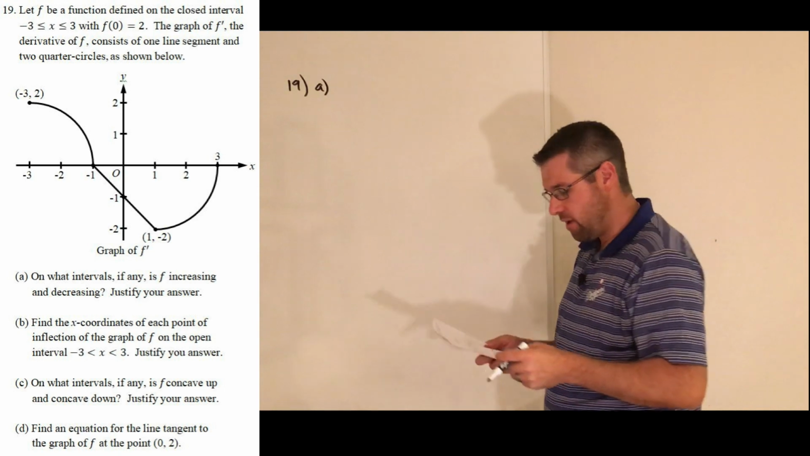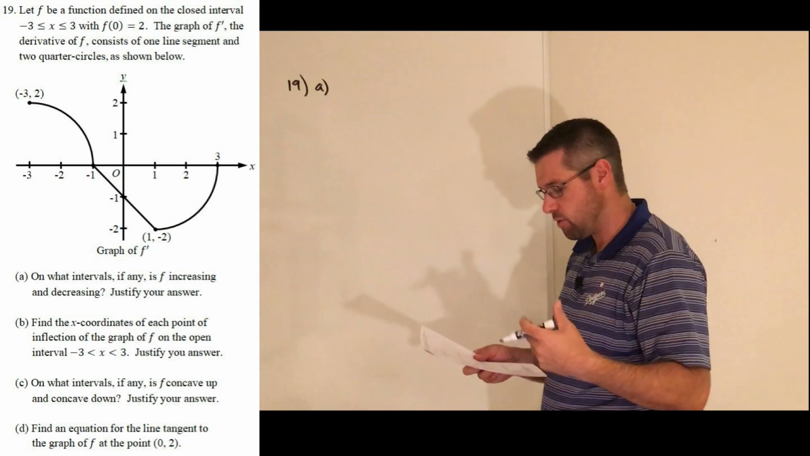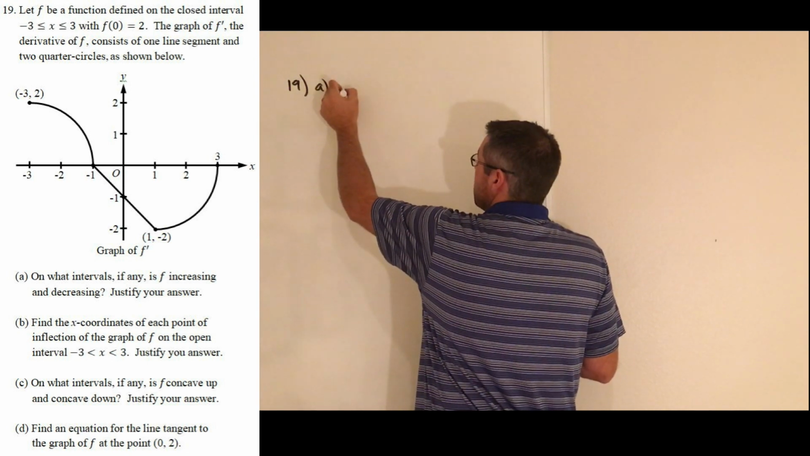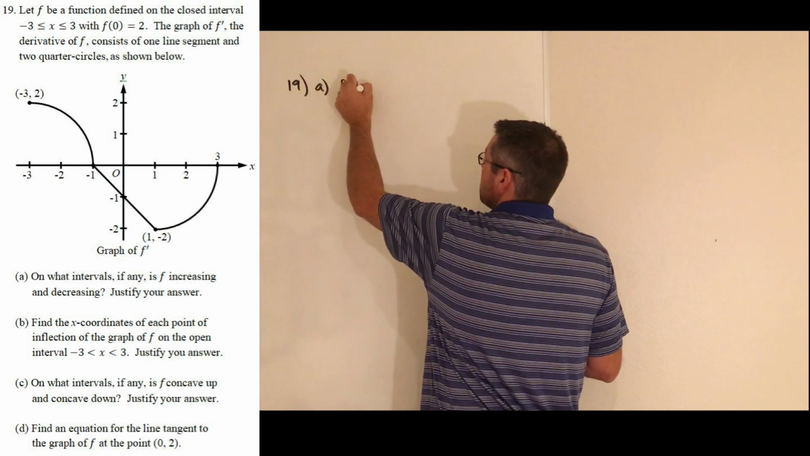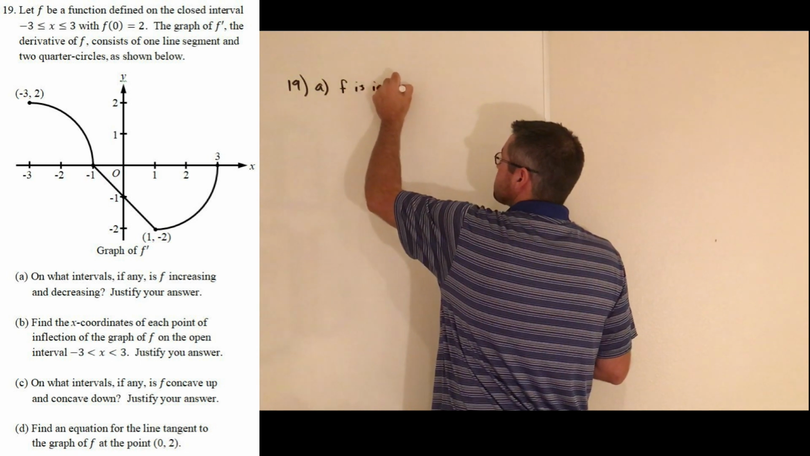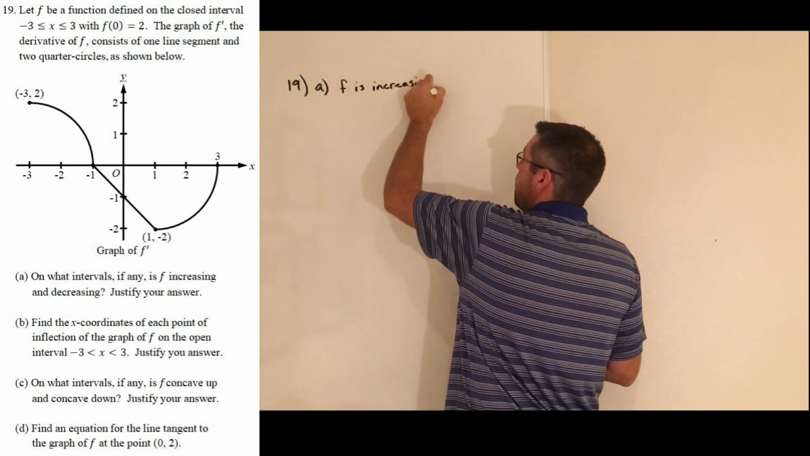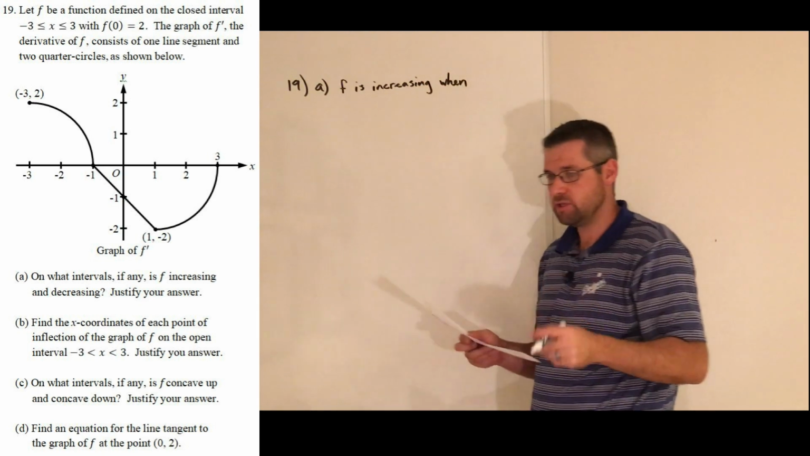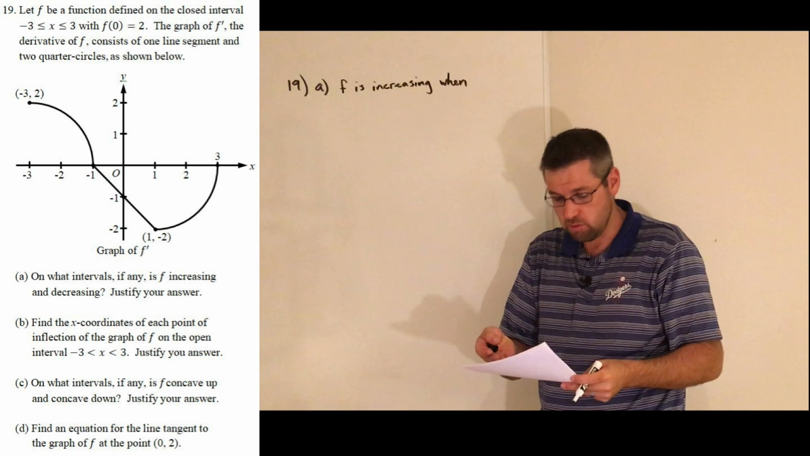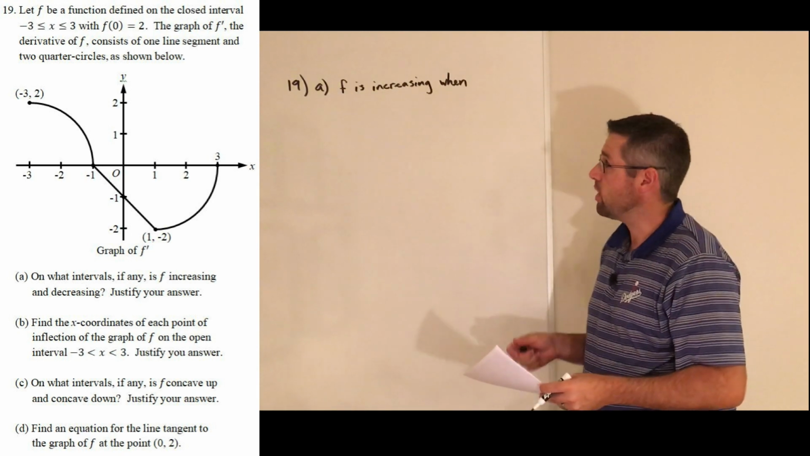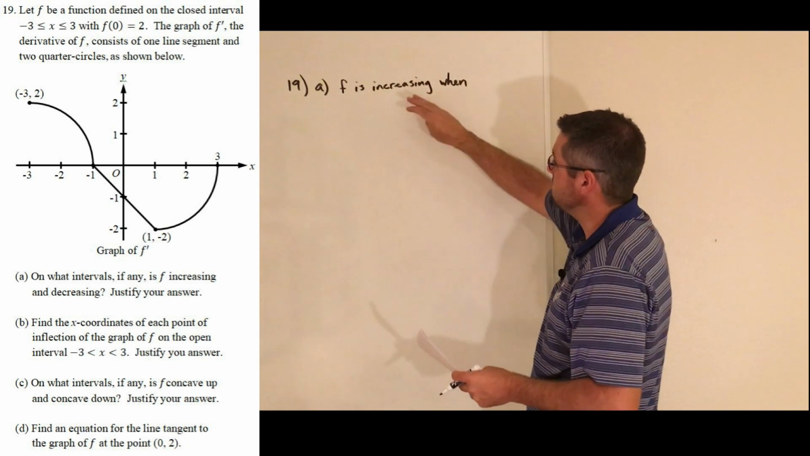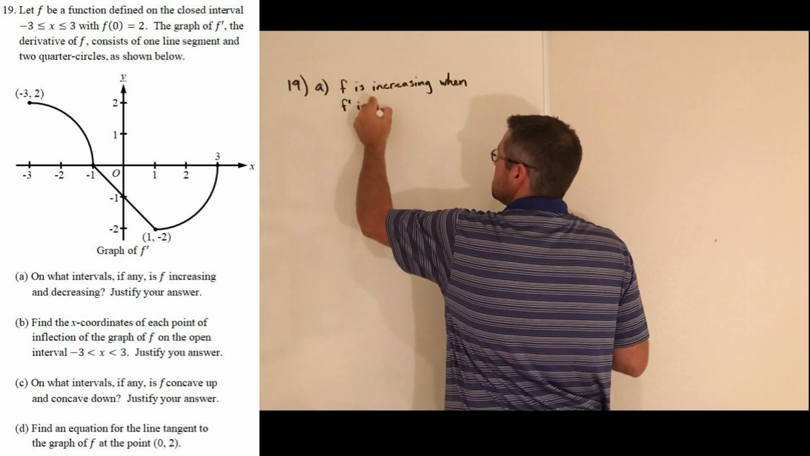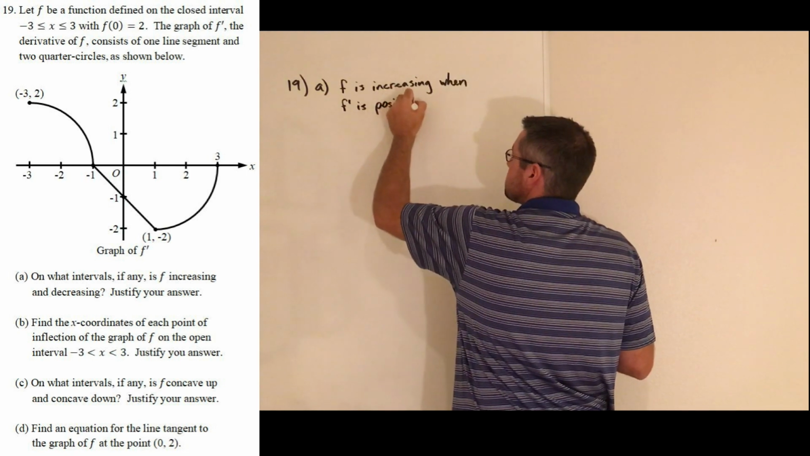A says, over what intervals is f increasing and decreasing? So let me go ahead and justify this because it says to do that and we always do it anyways. f is increasing when, what? Well, f is increasing when, now we look at what's given. We're given f prime, so we want to make our interpretation in respect to f prime. So f is increasing when f prime is positive.